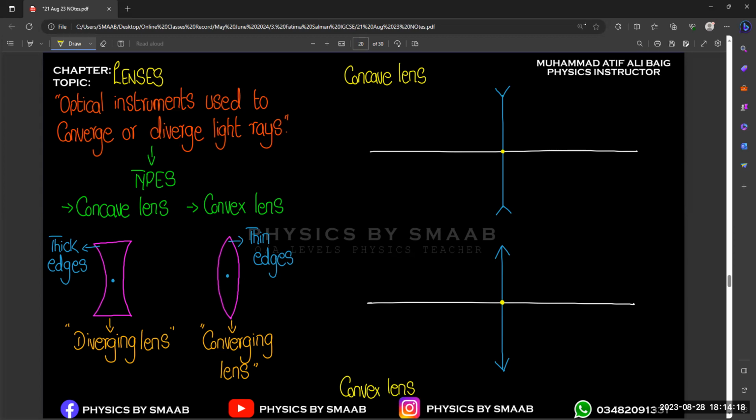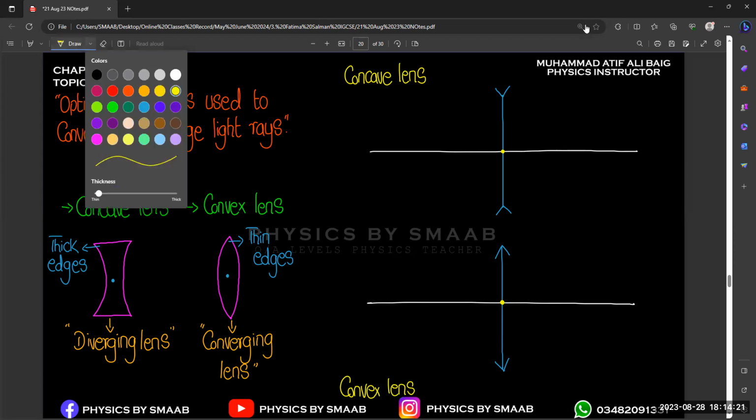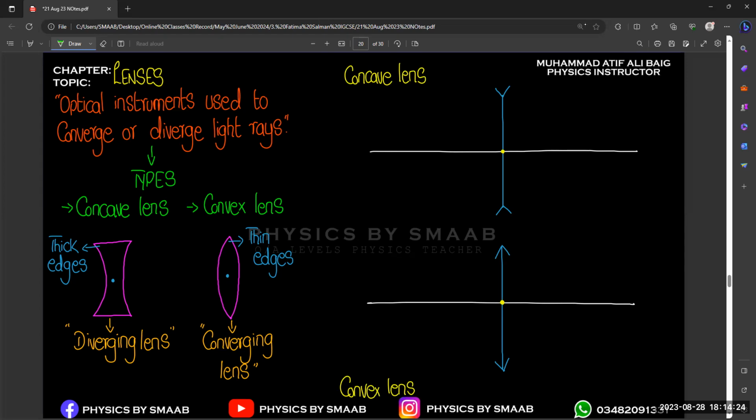So let's suppose we consider light rays coming from the left hand side to the right hand side on the concave lens like this. One light ray is coming towards the lens. The second one is also coming. Then the third one and the fourth one, right? So these are different rays, ray number one, two, three, four. You can see that four rays are coming towards the lens.